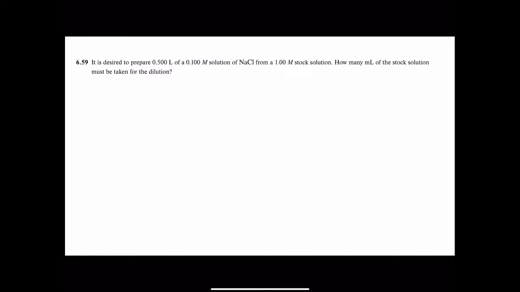Question 6.59. It is desired to prepare half a liter of a 0.1 molar solution of sodium chloride from a 1 molar stock solution. How many milliliters of the stock solution must be taken for the dilution? So this is a dilution problem, and for that we're going to use the formula M1V1 is equal to M2V2. And what we're looking for is the volume, right? It's asking us how many milliliters, and that's our V2 that we're trying to figure out.